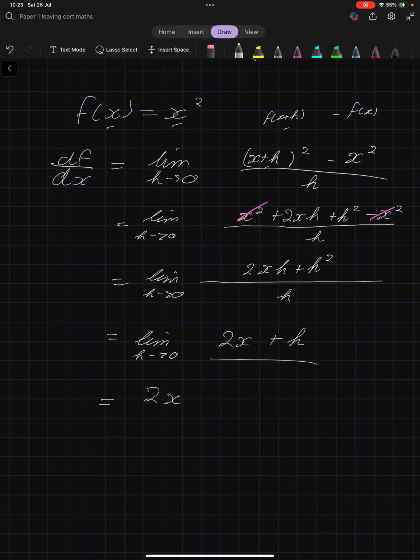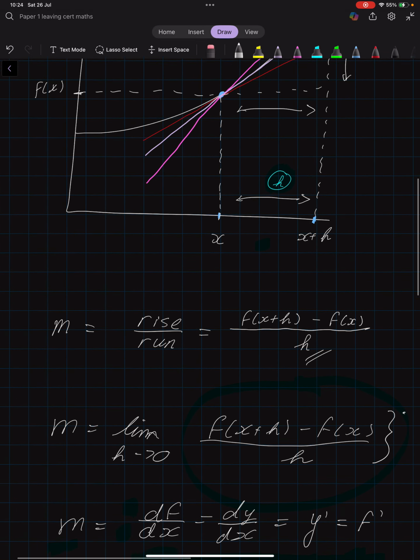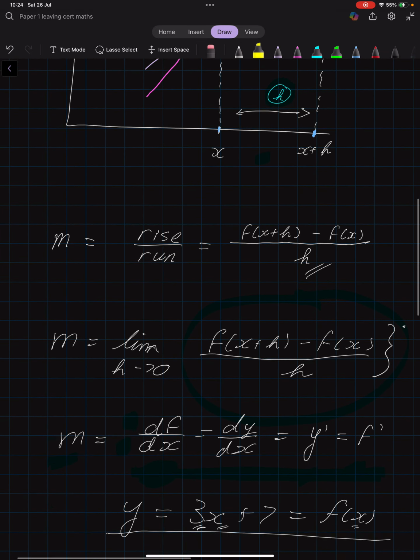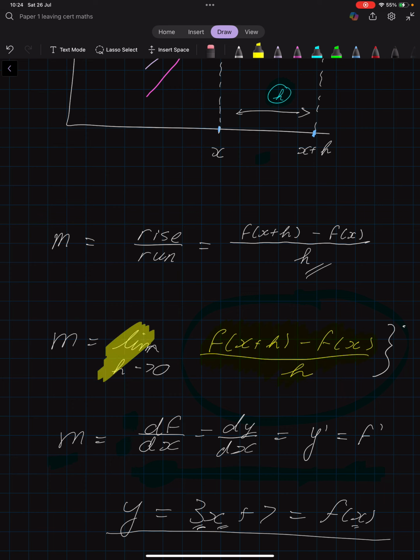So that's it. So remember, this 2x is equal to f prime of x, or df dx. So this is the slope of y equals x squared. So again, that's the most important thing. Remember, when you differentiate, you are getting slopes. That is the most important thing. This formula up here that we used, this is rise over run.